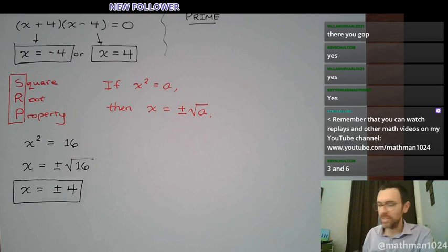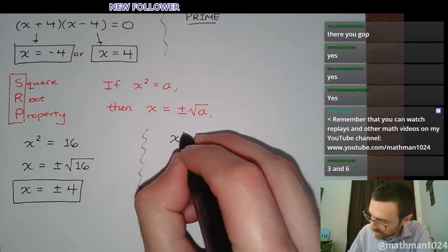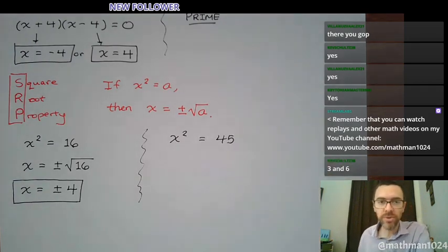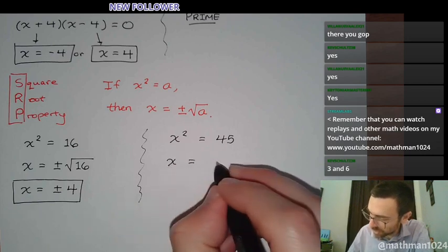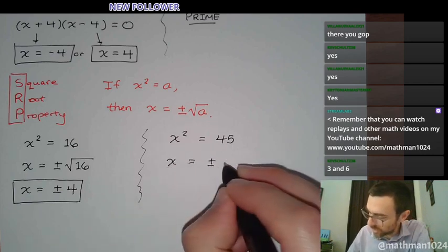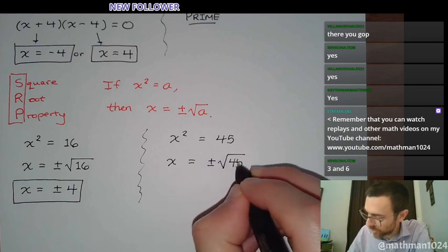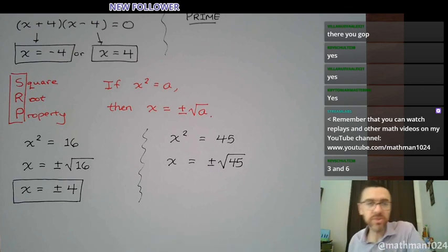Now, taking this, we can now revisit x squared is equal to 45. Because if we do that, that means that x by itself is supposed to equal plus or minus the square root of 45. Okay? And so now we have an answer here. We have plus or minus the square root of 45.